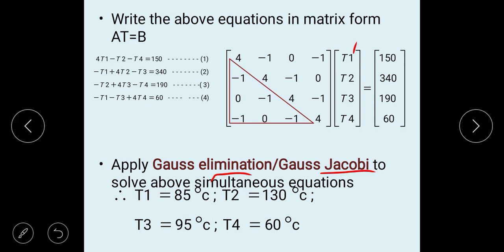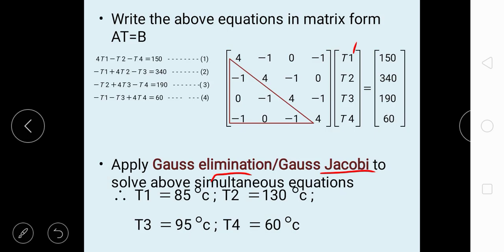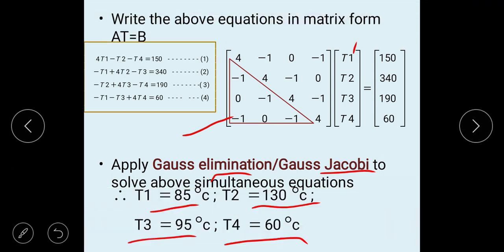In the Gauss elimination method, you have to convert this matrix into upper triangular form. It means all these numbers under this triangle you have to make 0. So you will get T1 85, T2 130, T3 95 and T4 60. You can solve the second numerical in a similar fashion.